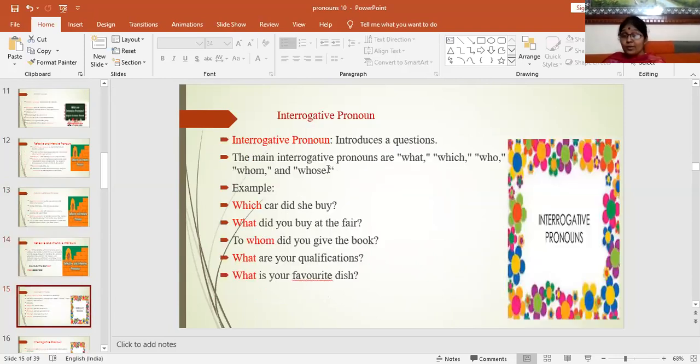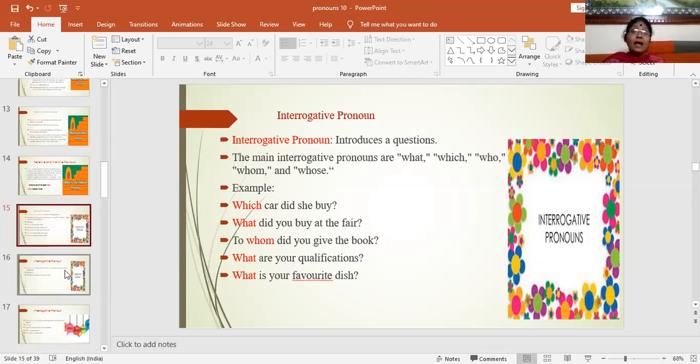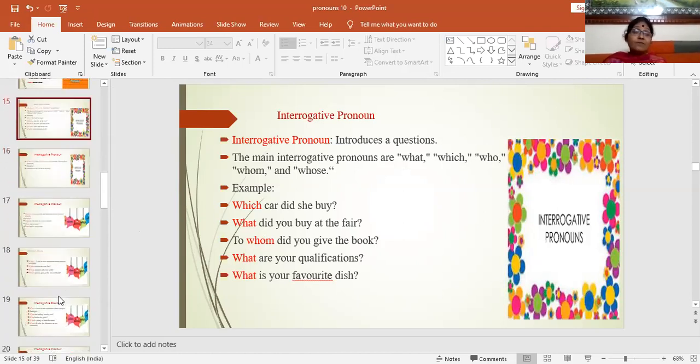Then you have interrogative pronouns. They are what, which, who, whom, and whose. What and which are used for both people and things. Who and whom are used only for people. And whose is used for people and objects of possession, right?